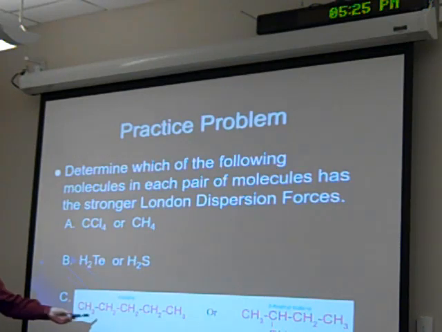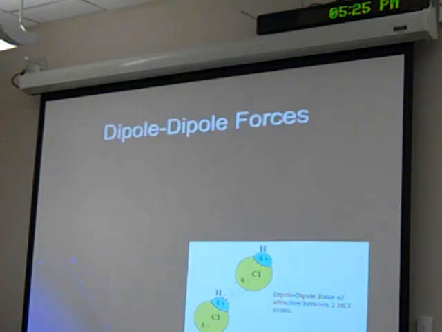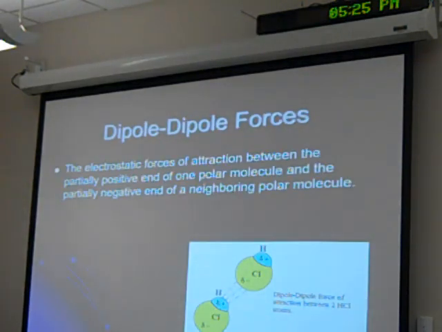And then between these two, which one would have the greatest? The pentane, because it's longer, right? Same mass, longer. Okay. So let's take a look at dipole-dipole forces.